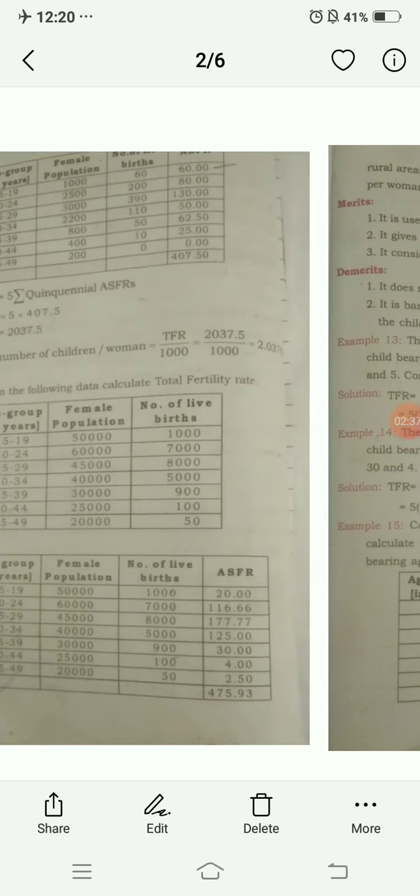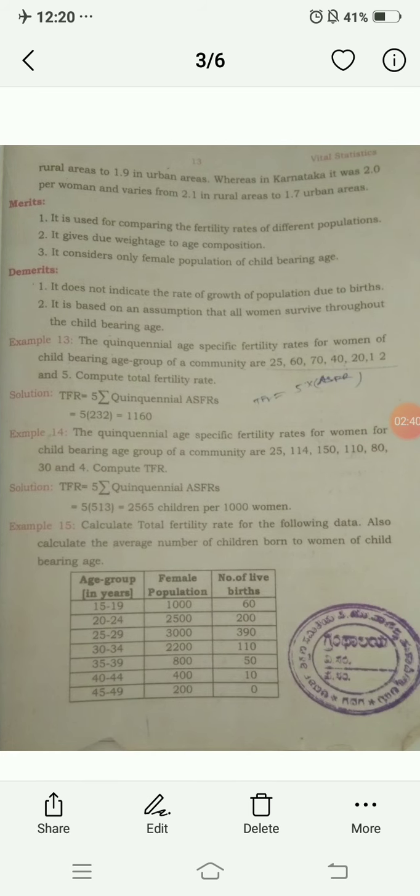The first one: the quinquennial age specific fertility rates for women of childbearing age group of a community are 25, 60, 70, 40, 20, 12 and 5. Compute the total fertility rate. Here they have already given the quinquennial ASFRs, so you just need to take the sum of the quinquennial ASFRs. The age specific fertility rate values are 25, 60, 70, 40, 20, 12 and 5.